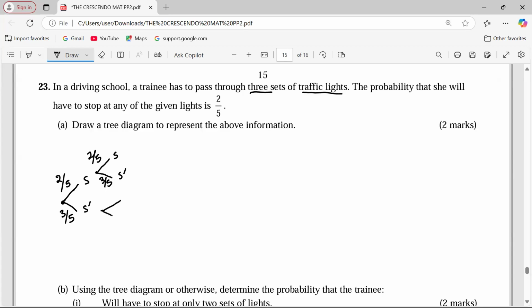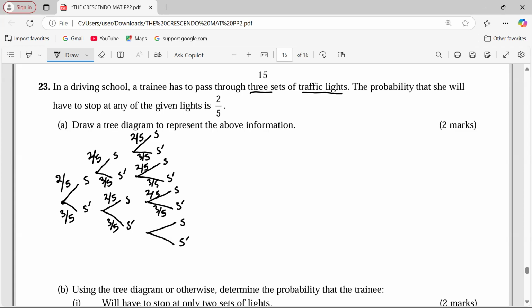Then on the other side, we talk about the same. Stopping, not stopping. So stopping is 2 over 5, not stopping, 3 out of 5. And finally, in the third one, we can have stopping or not stopping. Stopping taking 2 over 5, as usual. Then not stopping, 3 over 5. Then we proceed again to this bracket, stopping, not stopping, 2 over 5, then 3 over 5. We proceed to this fourth bracket, stop, not stop, 2 over 5, then 3 over 5. And finally here, stopping is 2 over 5, not stopping, 3 over 5.